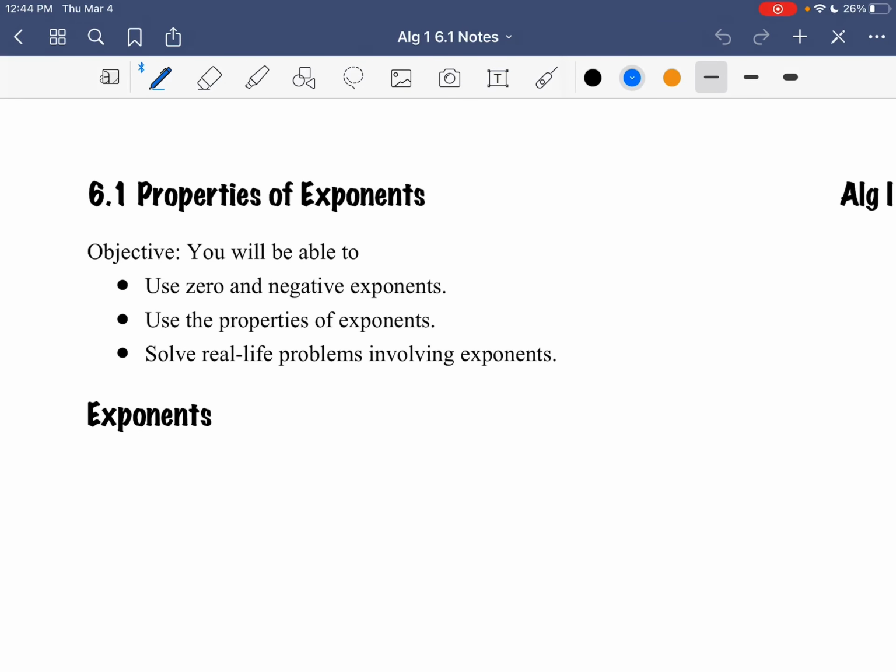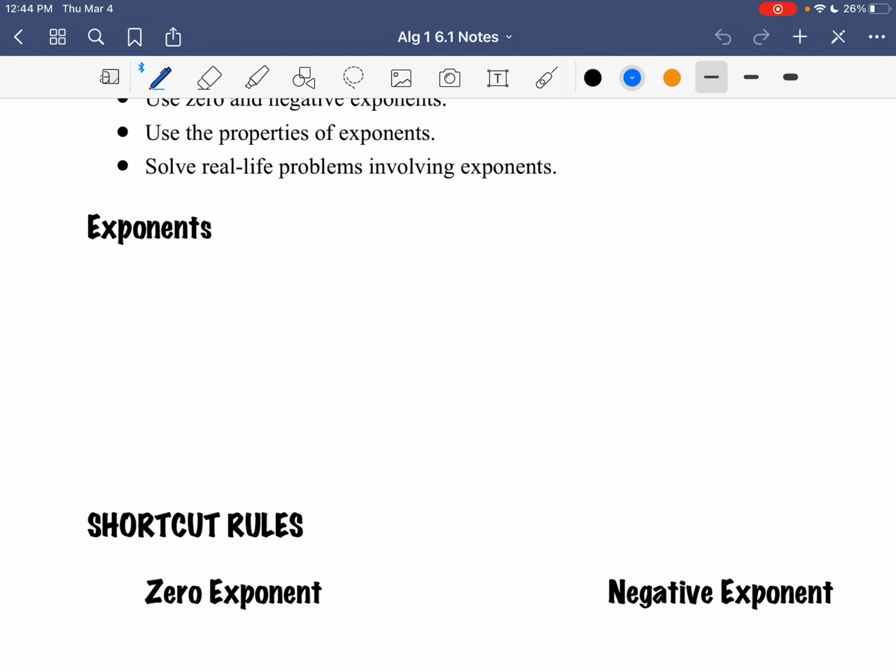Right, section 6.1, properties of exponents. So this video is going to be divided into 3 parts, so this is part 1. This section is talking about exponents. So first we need to discuss what an exponent is.